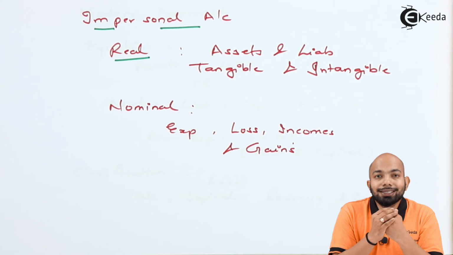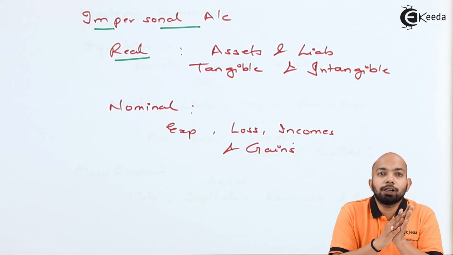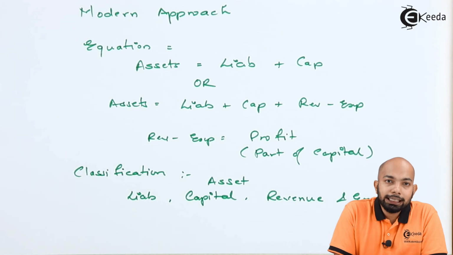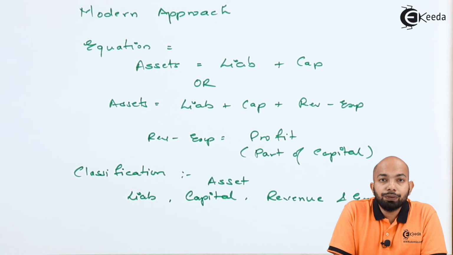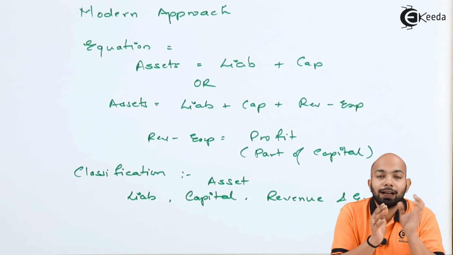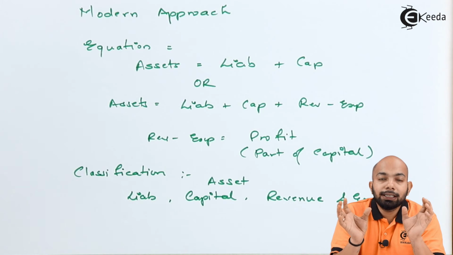Let's go ahead further and understand what the modern approach is and what the difference is between the modern approach and the traditional approach. Let's go into the next sheet and we'll have more clarity on this. Now under the modern approach we follow an equation: assets equals liabilities plus capital. This is the basic equation that we follow. If assets total is equal to liabilities plus capital, your balance sheet has been tallied.